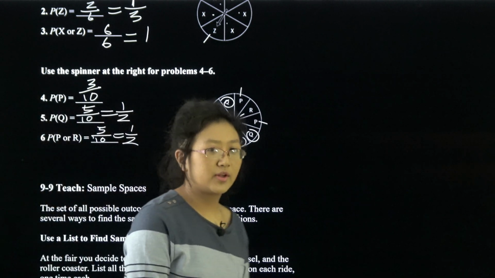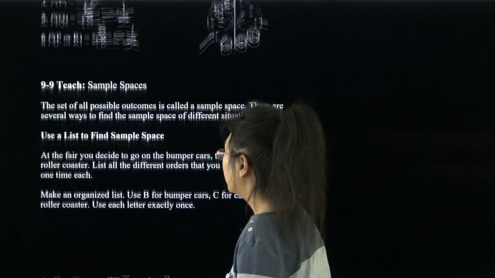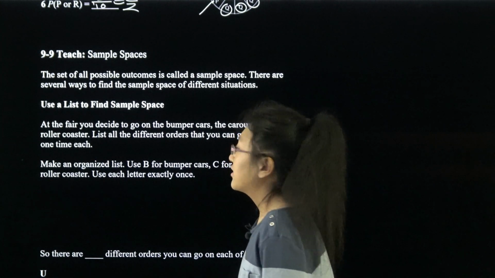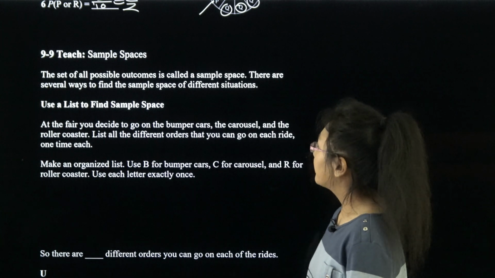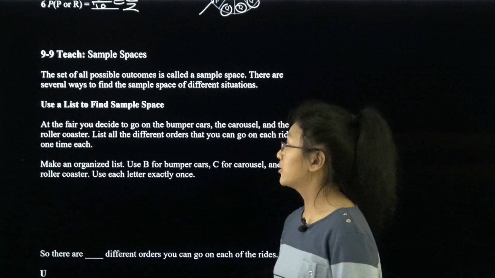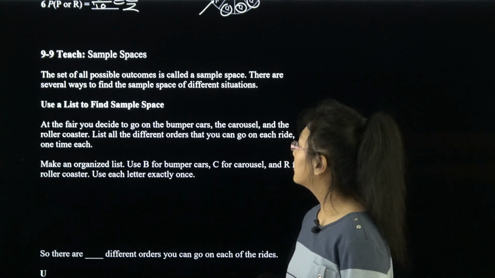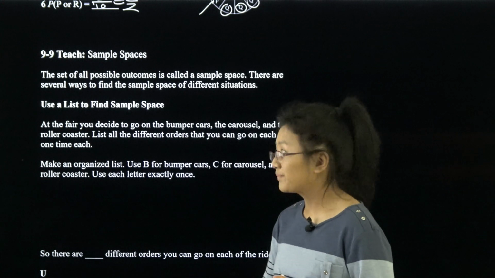So now, after we've done probability, we move on to sample spaces. The set of all possible outcomes is called a sample space. There are several ways to find a sample space of various different situations. Now, we can use a list to find a sample space.